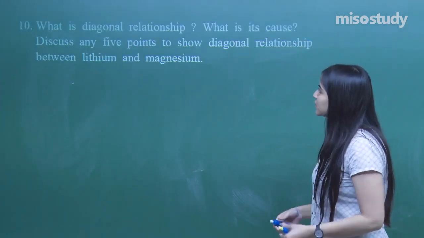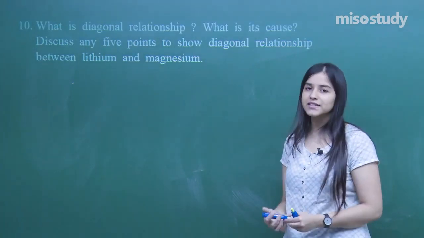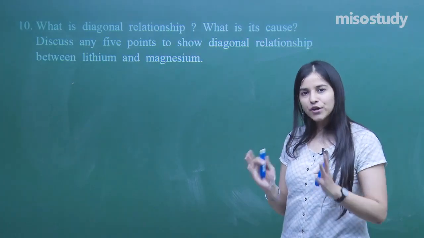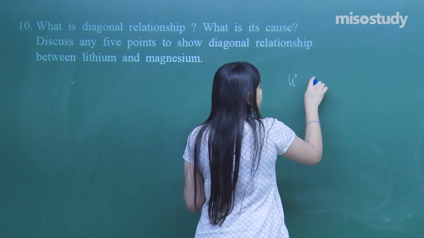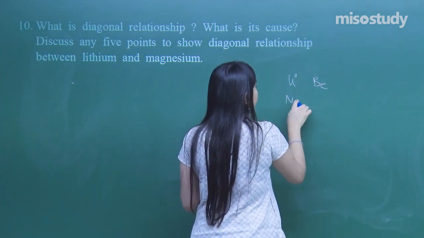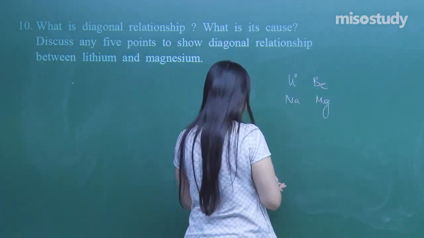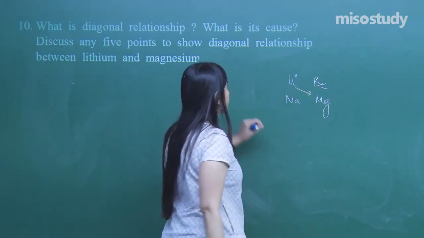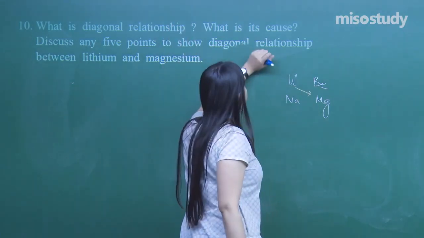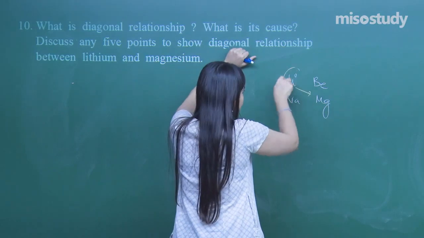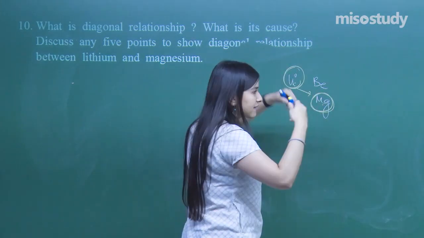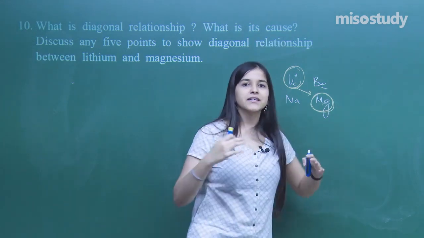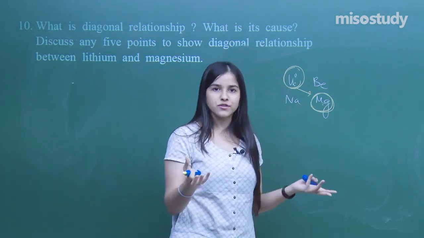Now let's move on to the 10th question. Again a 5-mark question. It's the diagonal relationship. We know what the diagonal relationship is. Why is there a diagonal relationship? The properties of elements which are diagonally arranged are interrelated, the properties are somewhat similar.